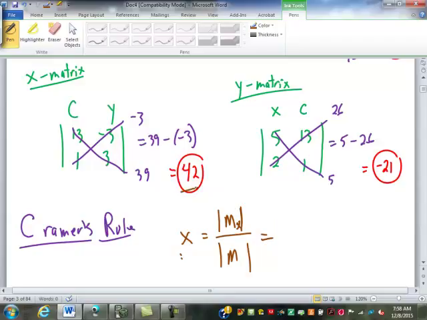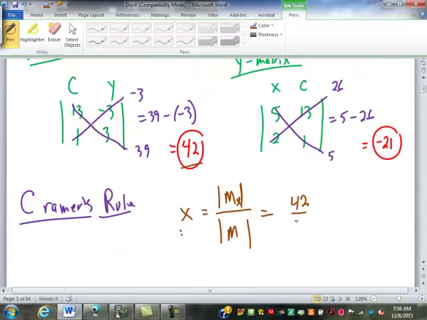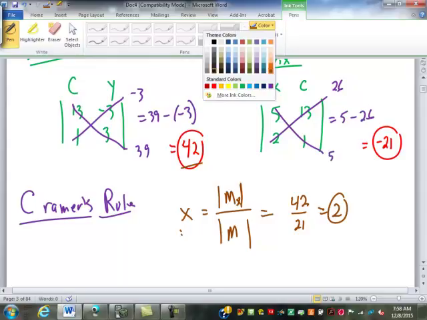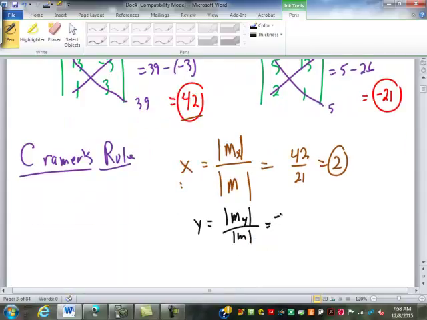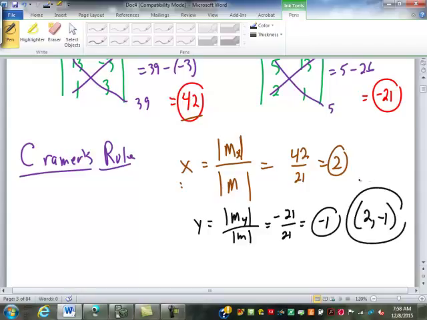So the x matrix determinant is 42. The base matrix determinant was a positive 21. 42 divided by 21 is 2. What do you think the value for y is going to be? The determinant of the y matrix over the determinant of the base matrix. What's the determinant of the y matrix? Negative 21, over 21, so negative 1 is y. So (2, negative 1) is the solution to that system of equations. Not so bad?